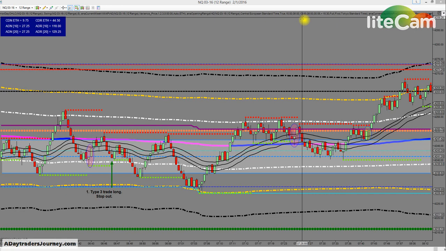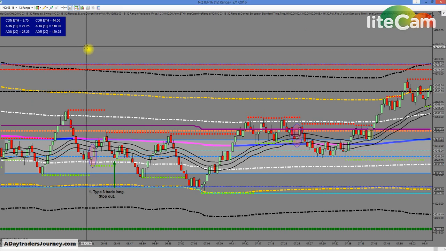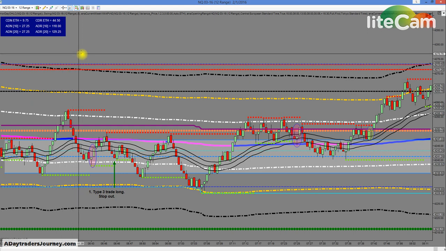This chart today is the E-mini NASDAQ 100, and each bar here is 12 ticks tall. So each bar is a range bar. Instead of time-based bars, I'm using range bars for my trading. And again, this is a 12 tick range bar on the NASDAQ.